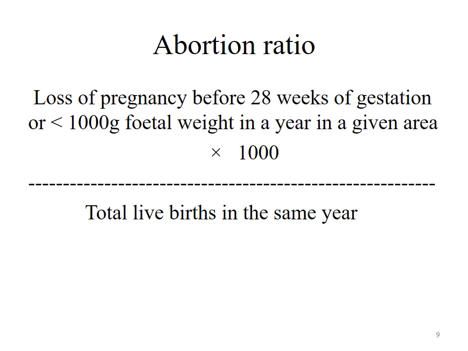It is the loss of pregnancy before 28 weeks of gestation, which corresponds to, usually if we don't know exactly the last menstrual period, then we can go for the weight of the fetus, if it is less than 1000 grams. So these figures in a given area in a given period, multiplied by 1000, divided by total live births in the same year. Simple formula: total abortions divided by total live births multiplied by 1000.